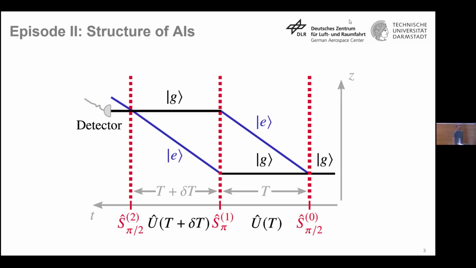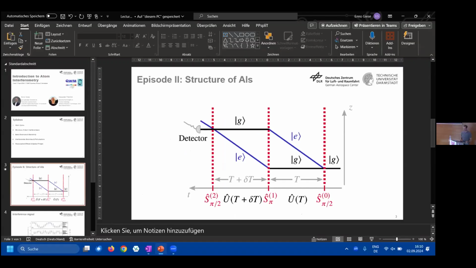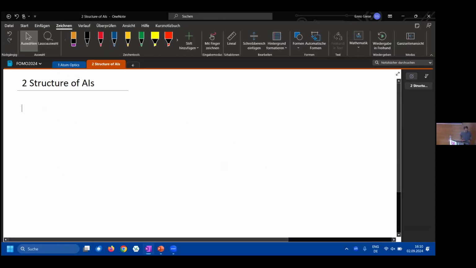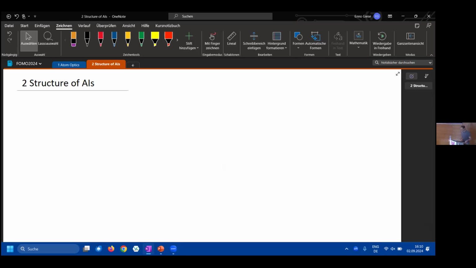And by that, I think we can again move to our second chapter. So this is episode 2, and we talk about the structures of atom interferometers.